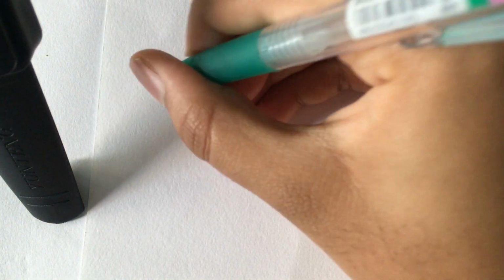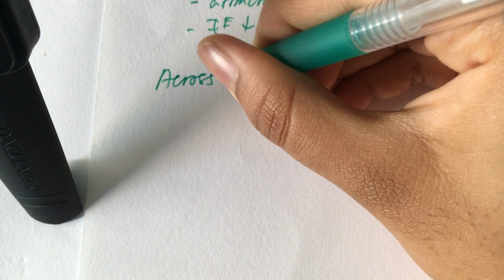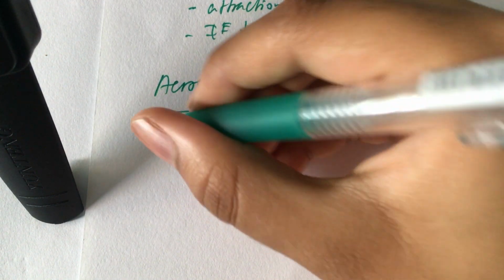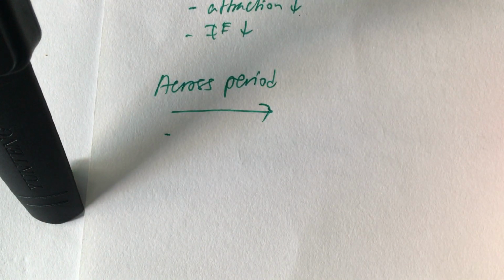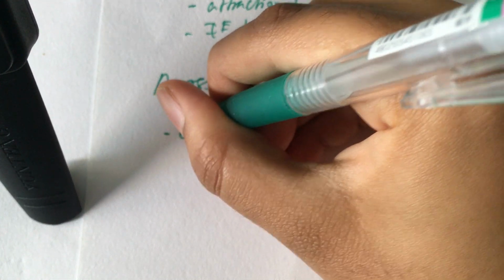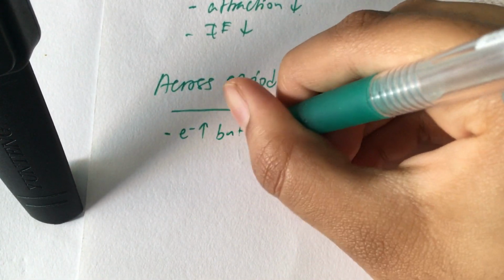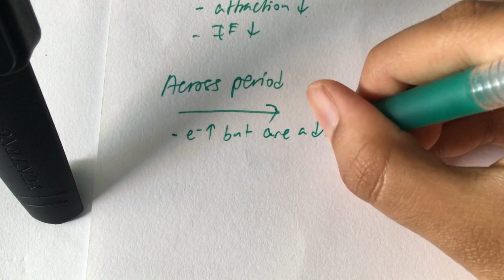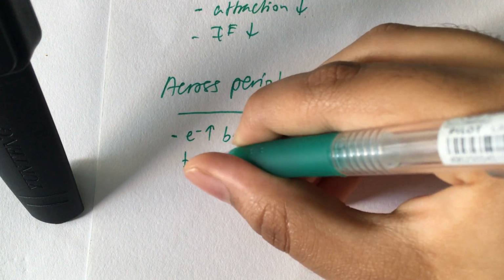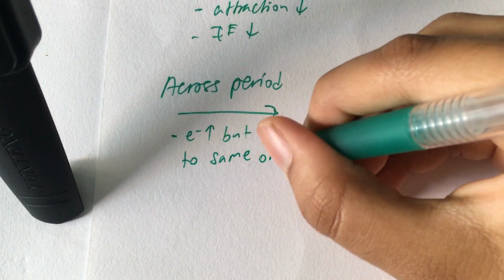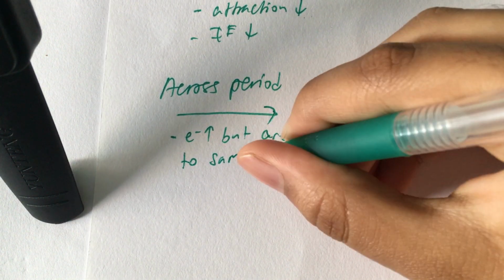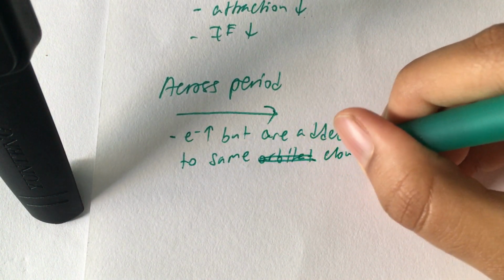The general trend is that the ionization energy increases, which I'll explain now. So as you go towards the right, the number of protons is increasing, right? And the number of electrons is also increasing. But the thing is, each successive electron is added to the same orbital. It's not going any further away. It's in the same orbital, and therefore the attraction between the electron and the proton increases.